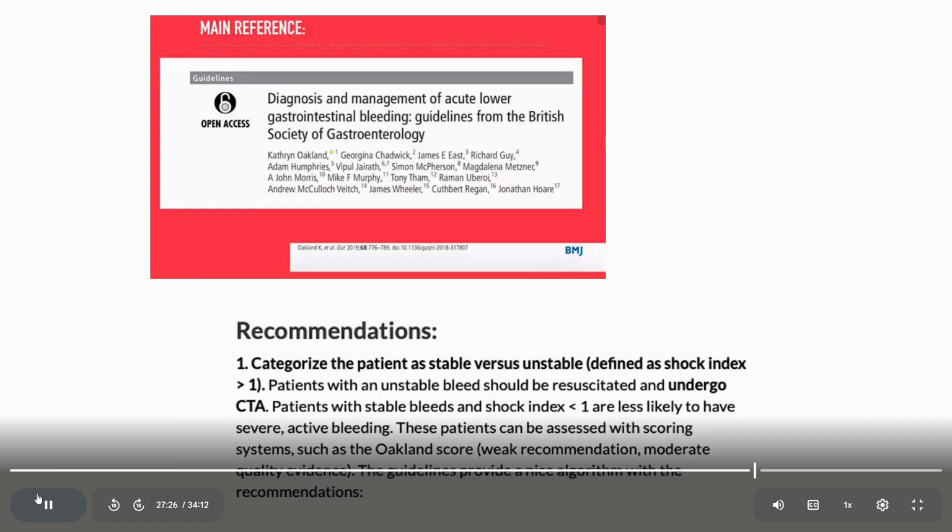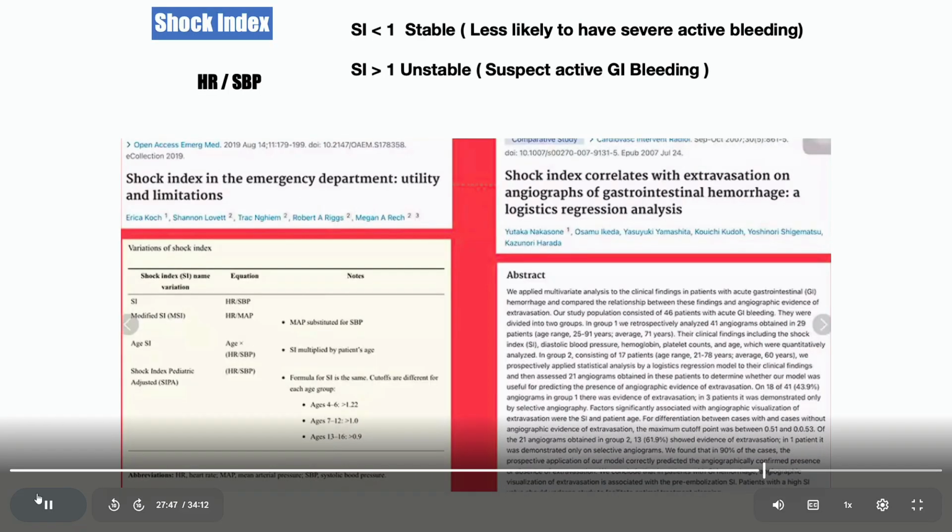The latest guidelines in the management of lower gastrointestinal bleed recommend patients to be categorized either as stable or unstable using the shock index. Shock index of more than 1 is unstable and shock index of less than 1 is stable. Shock index is computed by getting the ratio of heart rate over the systolic blood pressure. A stable shock index of less than 1 means there is less likely to have severe active bleeding. However, an unstable shock index of more than 1 means there is a suspected ongoing active bleeding.